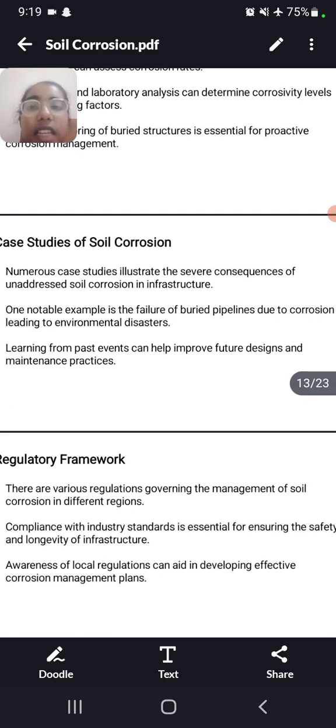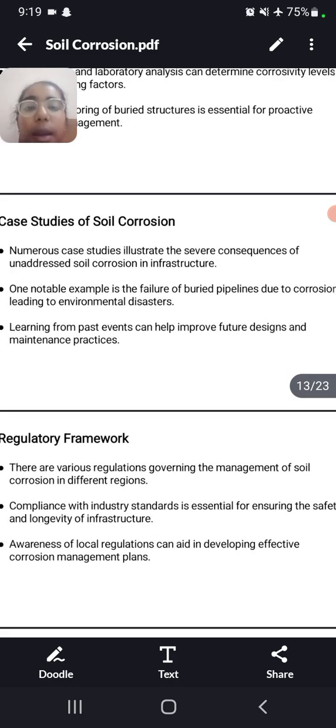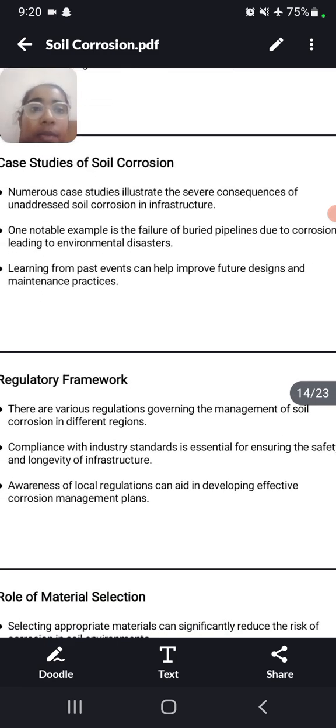Numerous case studies illustrate the several consequences of unaddressed soil corrosion in infrastructure. One notable example is the failure of buried pipelines due to corrosion leading to environmental disasters. Learning from past events can help improve future designs and maintenance practices. Let us learn more about types of soil corrosion.